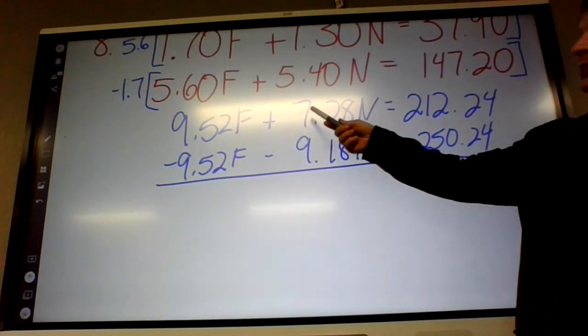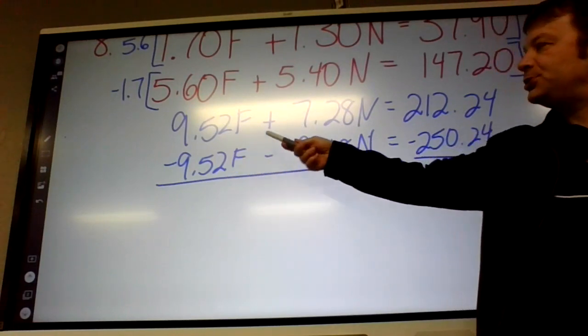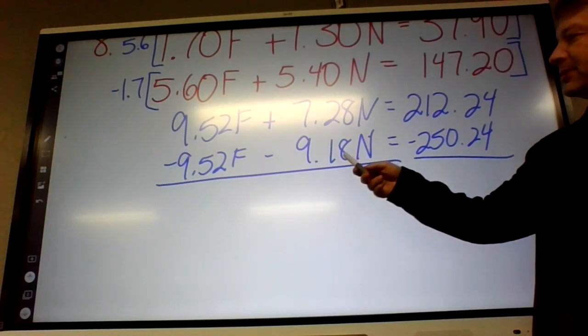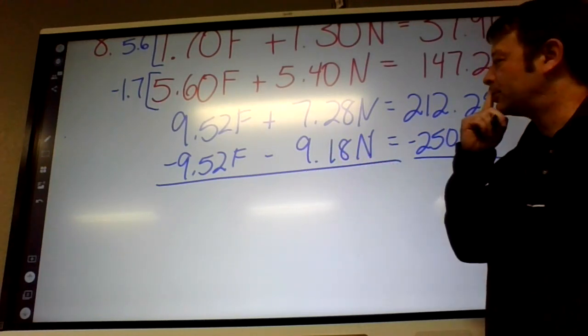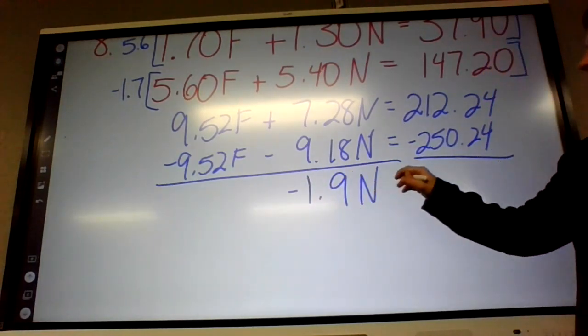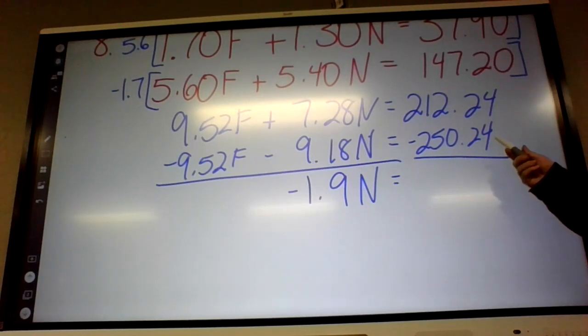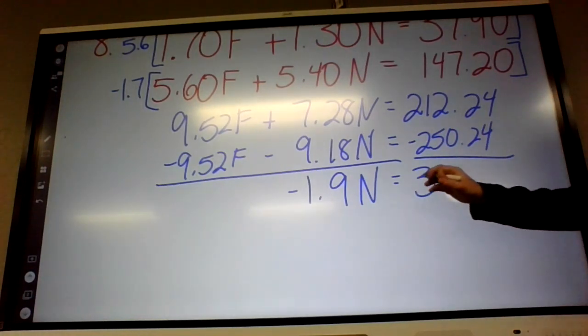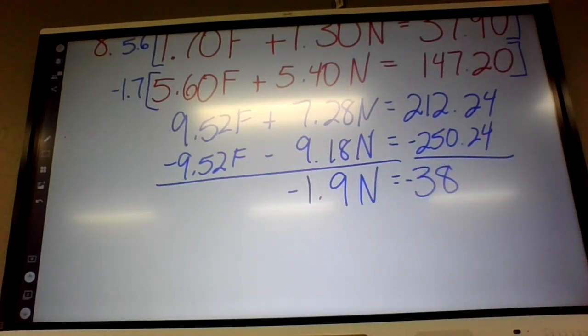If you add the two lines together, the forks go away. This looks like negative 1.9. Okay, and this comes out as negative 38. Negative answers would not make sense on this. You don't have a negative number of forks you made.